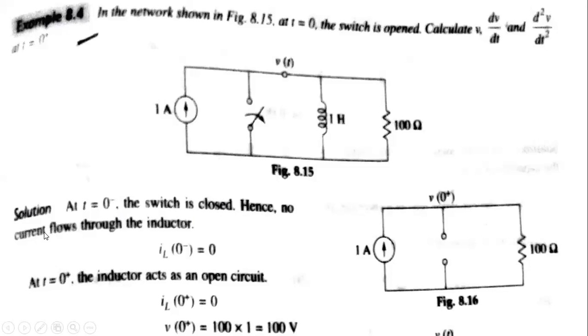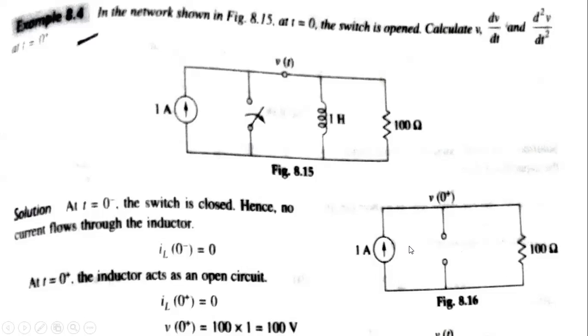So what will happen? Hence, no current flows through the inductor. Obviously, no current will flow through that inductor. So the current flowing through the inductor at 0 minus will be 0. But whenever you fully close that switch, what will happen at t equals 0 plus? The inductor will act as an open circuit.